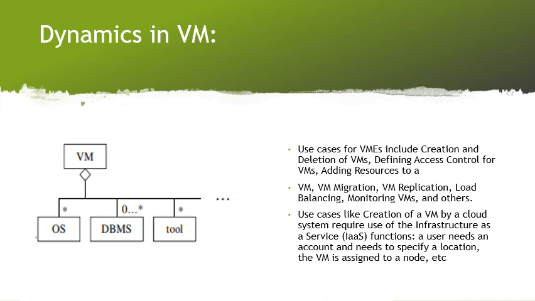Use cases like creation of virtual machines by a cloud system require users of infrastructure as a service functions. A user needs an account and needs a specific location. The VM is assigned to a node. The final objective for a user is to build a VM with a set of selected software units, typically an operating system, a DBMS, development tools, etc. The size of memory and other features can also be selected, as well as access control roles.